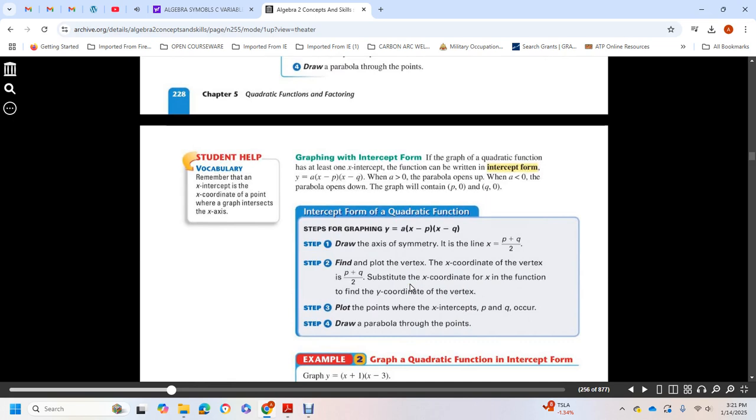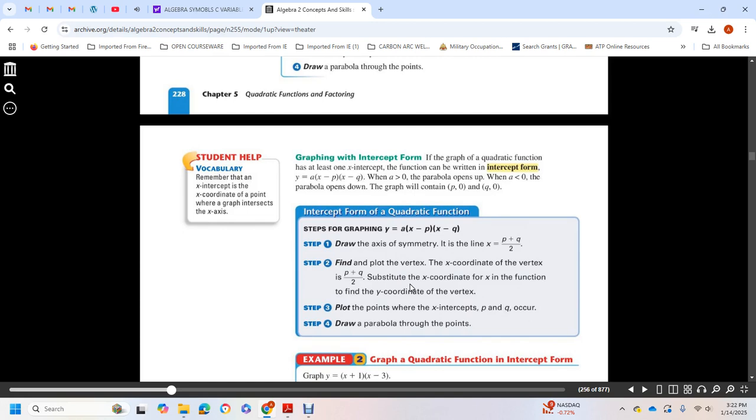Graphing intercept form. If the graph of a quadratic function has at least one x-intercept, the function can be written in intercept form: y equals a times (x minus p) times (x minus q). When a is greater than 0, the parabola opens up. When a is less than 0, the parabola opens down. The graph contains the points (p, 0) and (q, 0). Steps for graphing a quadratic function in intercept form, y equals a times (x minus p) times (x minus q).